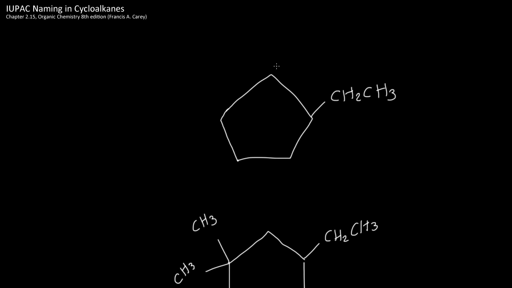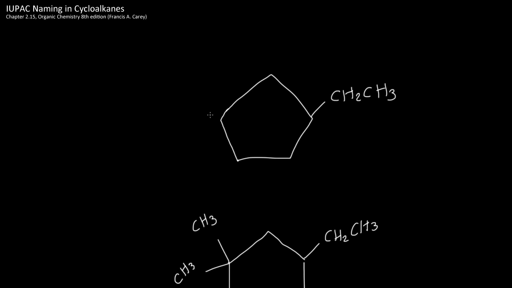So the first one we're looking at, we have a ring, and it looks like a pentagon. It has 5 sides, or 5 carbons, so that's cyclopentane. And over here we have a branch, and the branch has 2 carbons on it. Anything with 2 carbons, we normally call ethane, and since it's an alkyl group, we drop the ane ending, and it will be an ethyl group.